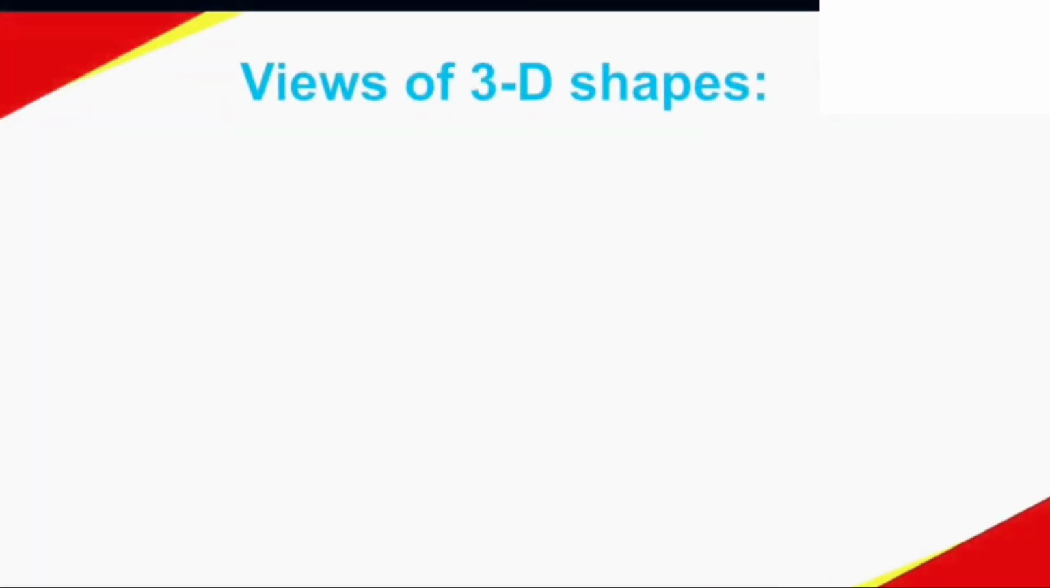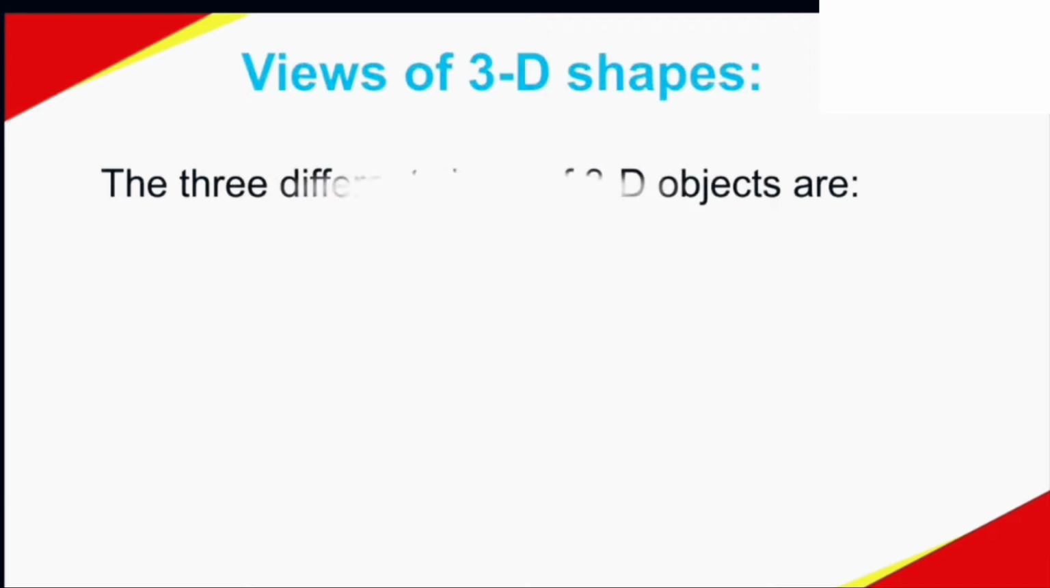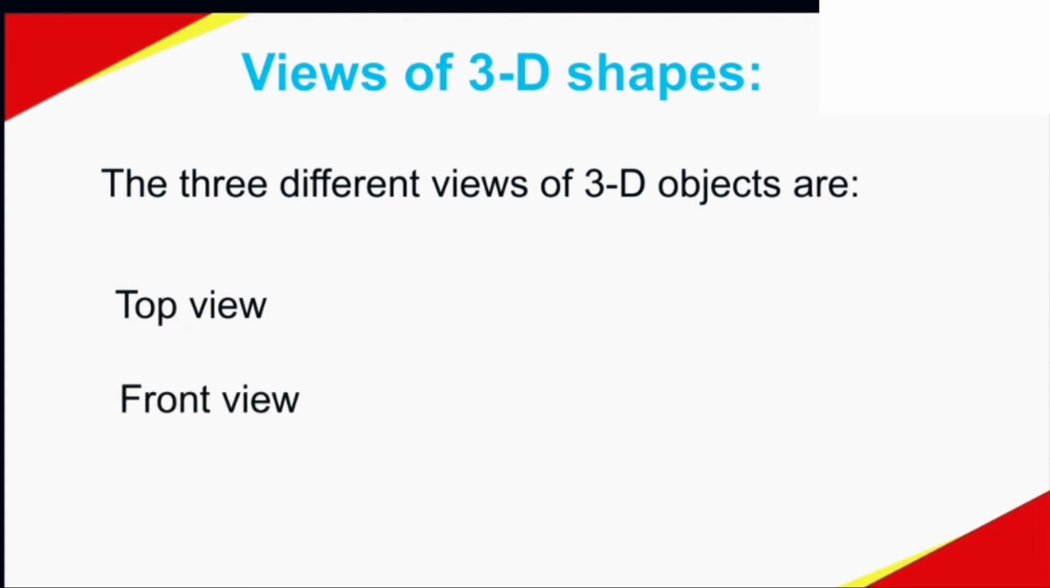Views of 3D shapes. 3-dimensional objects can look different from different positions, so they can be drawn from different perspectives. There are 3 different views of 3D objects depending on the viewer's angle. The three different views of 3D objects are top view, front view, and side view.